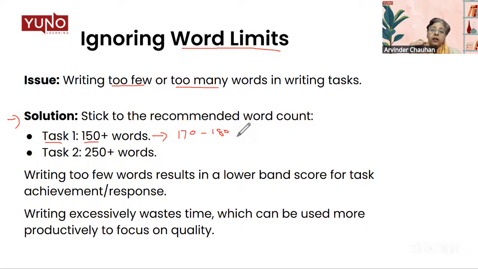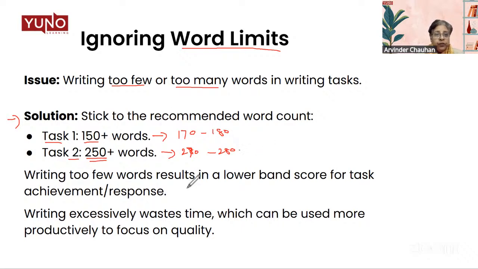We would target somewhere around 170 to 180 as a good word count to have. Now, there is no upper word count limit, but we do have a time limitation. So 170 to 180 is a very safe word count. No need to go beyond that. Okay, you can go up to 200 also, but the only thing is you will lose time in writing that. And task 2 is 250. Again, if you go below 250, you will get penalized. And a safe option again is around 270 to 280, right?